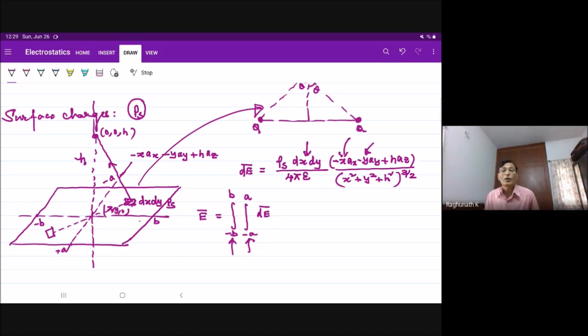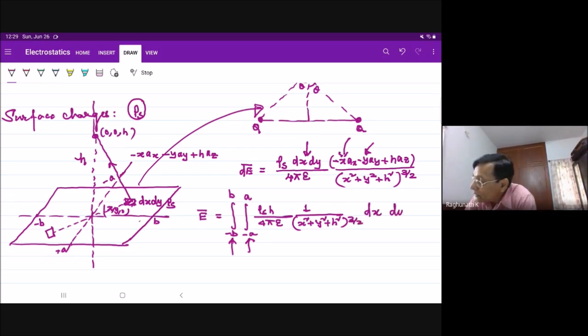Because of which only the Z component is to be integrated. And that Z component, when I write, is of the form what? Rho S H by 4 pi epsilon, 1 by x square plus y square plus h square whole power 3 by 2, dx first, dy then.